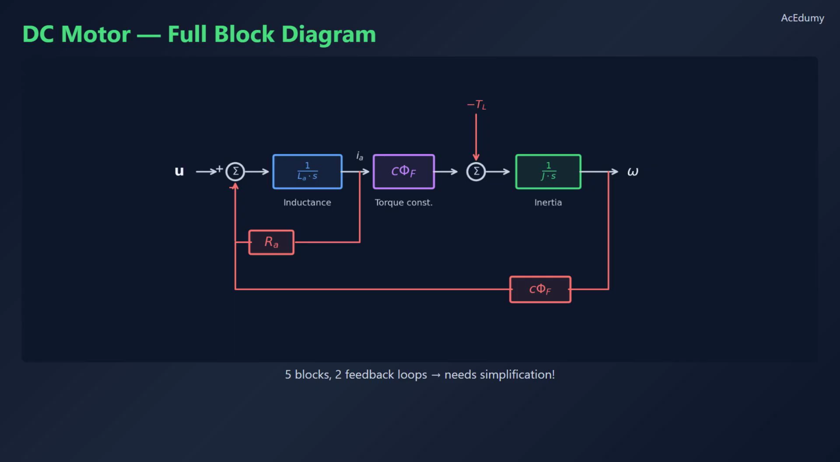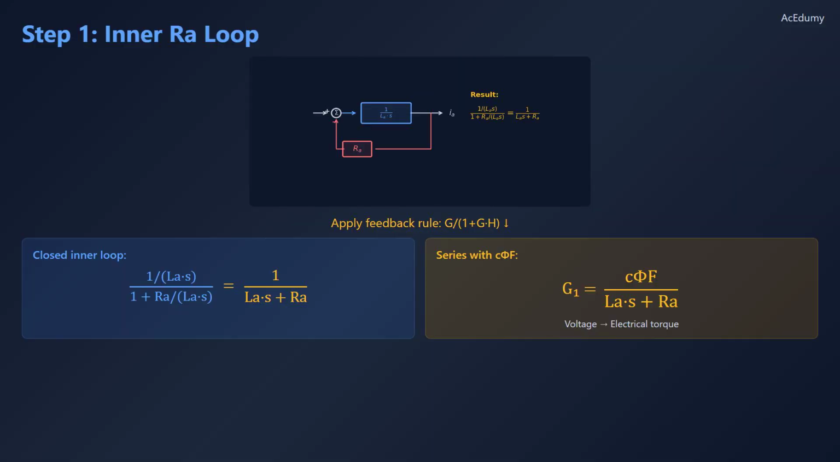The Ra feedback models armature resistance and C phi F feedback models back EMF. Step 1. Simplify the inner Ra feedback loop. The forward path has gain 1 over La S and the feedback gain is Ra. Applying the feedback rule, the closed loop becomes 1 over La S plus Ra. Combining this in series with C phi F, we get G1 equals C phi F divided by La S plus Ra. This represents the simplified path from voltage to electrical torque.